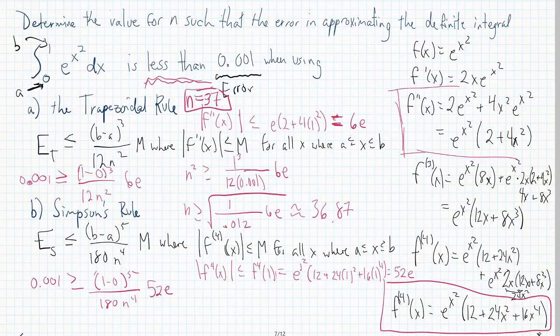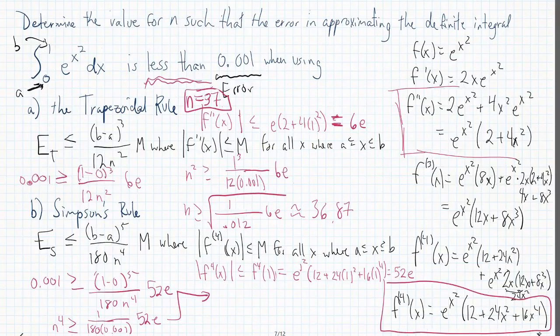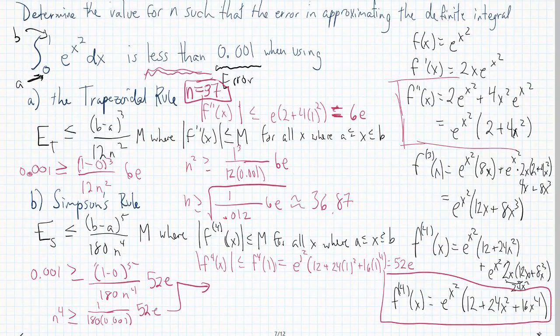So notice we get n to the fourth. Hopefully we can see that on the screen. So n to the fourth is greater than or equal to 1, and then we have a 180. 0.001 is what we're dividing by, and then times 52e. And in case you can't see that just yet, there we go. Hopefully that looks a little bit better now.